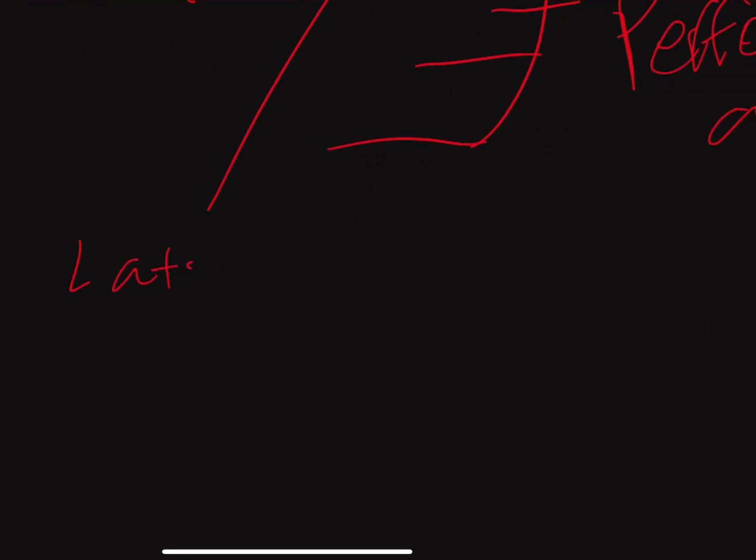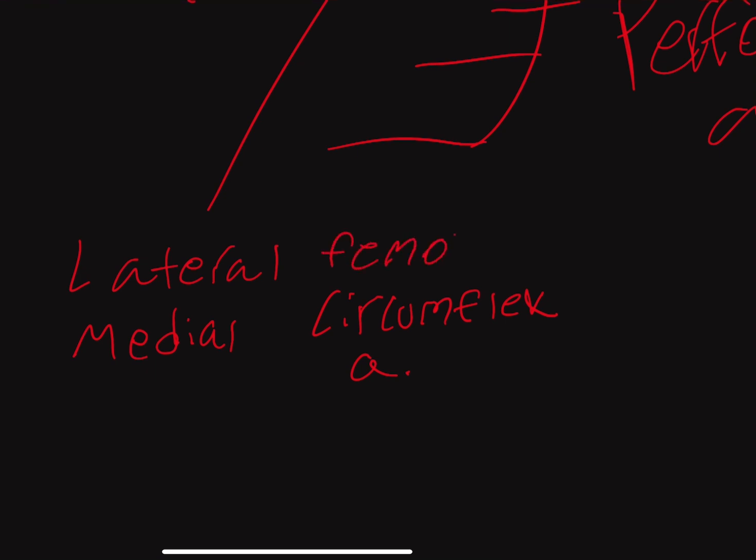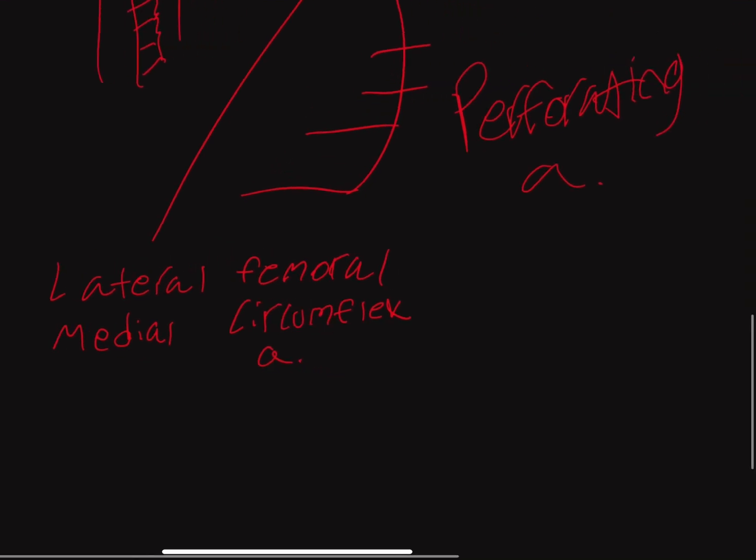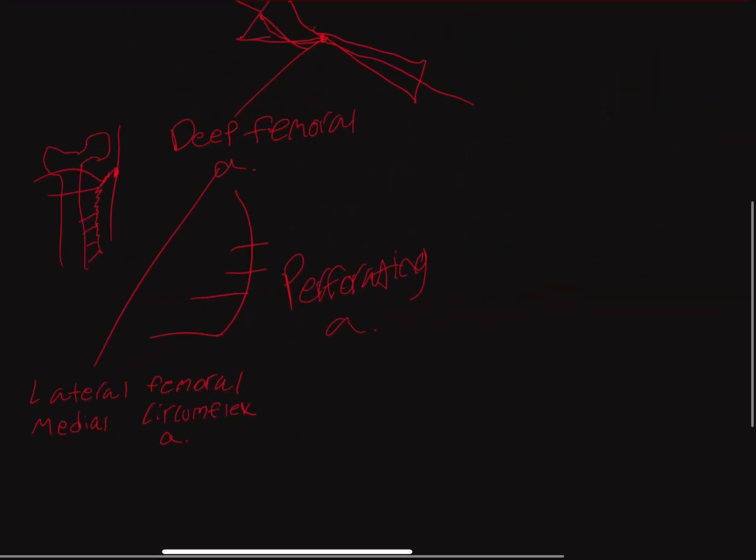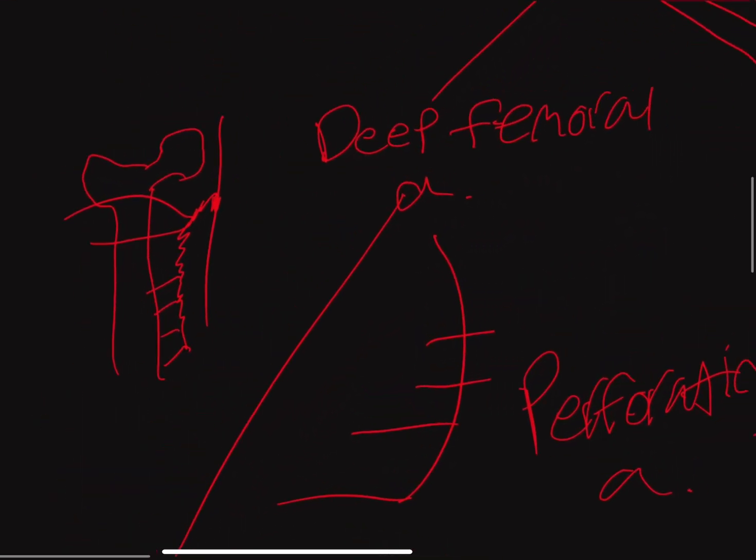And you're going to have your lateral and medial circumflex arteries. The name is the lateral femoral circumflex and the medial femoral circumflex. That provides blood supply to this proximal area of the femur.